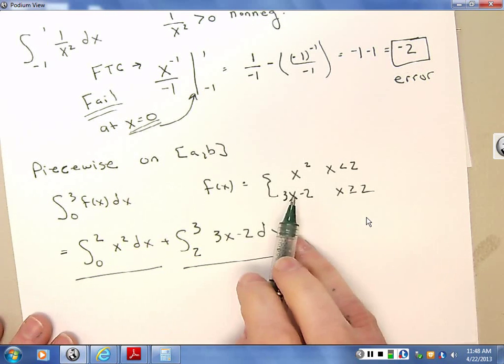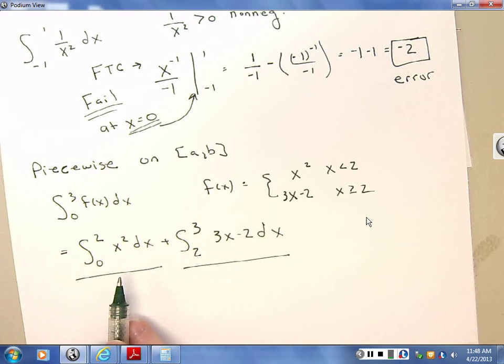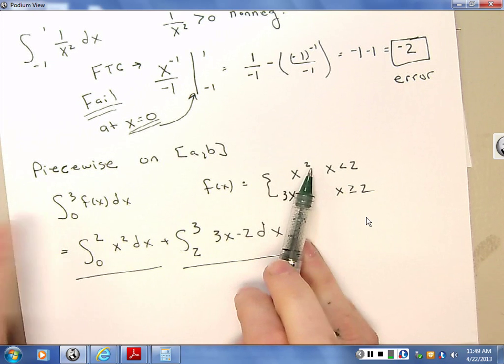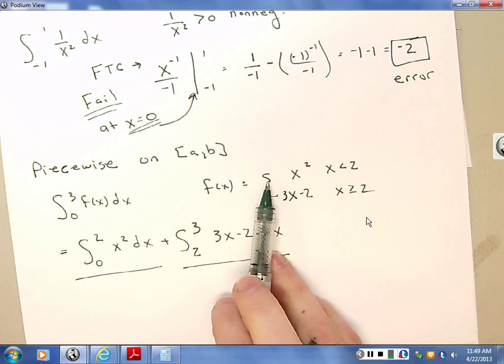So piecewise functions can be separated into the intervals on which they are defined. The area from 0 to 3 is going to be broken up into the area on the interval from 0 to 2 plus the area on the interval from 2 to 3. So you integrate each interval separately and then add them together. The fundamental theorem of calculus will take into account if your function is negative. So that's nice to know. You don't have to graph it. This will work. But you wouldn't just integrate from 0 to 3 of x squared because the function is not defined as x squared at 3.